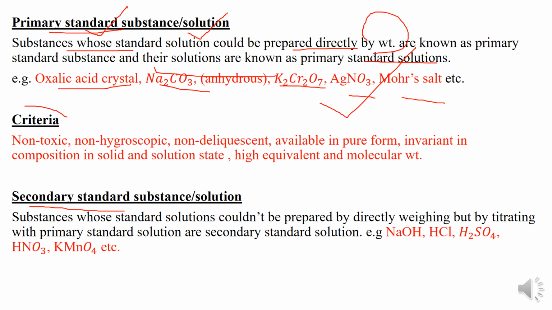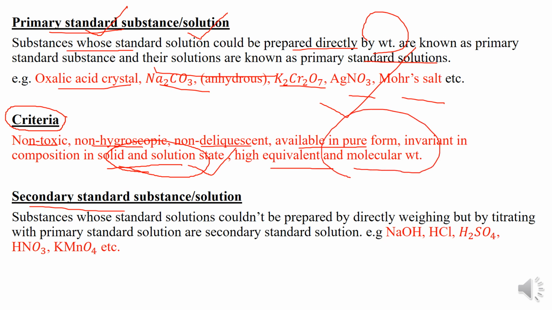There are different criteria for a substance to be a primary standard substance: it should be non-toxic, non-hygroscopic, non-deliquescent, and available in pure form. It should be invariant in composition, in both solid and solution state, meaning the composition should not change in either state. And the substance should have a high equivalent and molecular weight. These are the criteria for a primary standard substance.